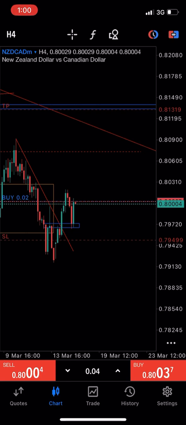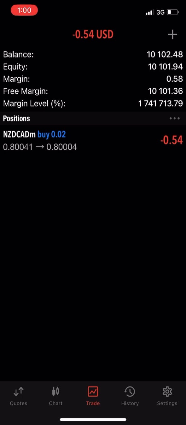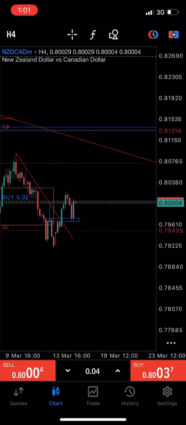Remember, we did take a loss on NZD CAD. That was last 2 weeks. We did take a loss, which we saw a sell, but we didn't take it because we are already on a buy. Yes, we're already on a buy, so we didn't take the sell.